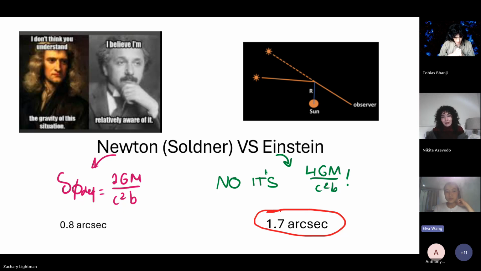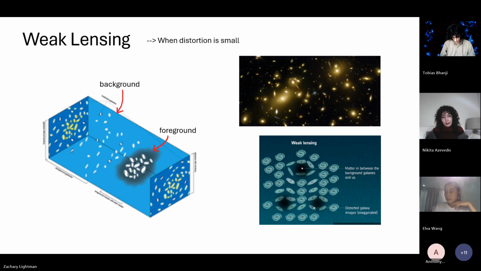And later, I believe in 1919, the solar eclipse proved Einstein's prediction to be correct. So general relativity was more correct than the Newtonian theory. And then I'm going to talk about weak lensing specifically. Weak lensing, as its name suggests, is when the bending, so the distortion, is really small.